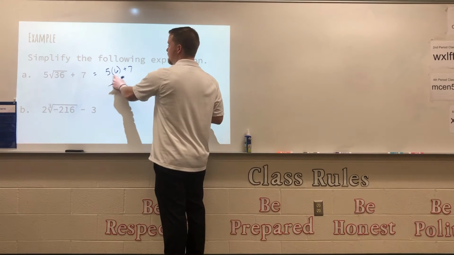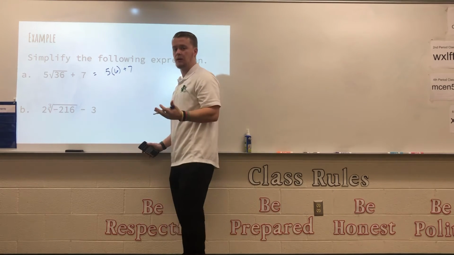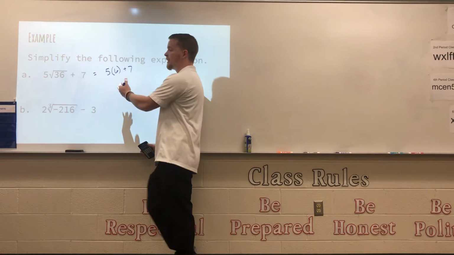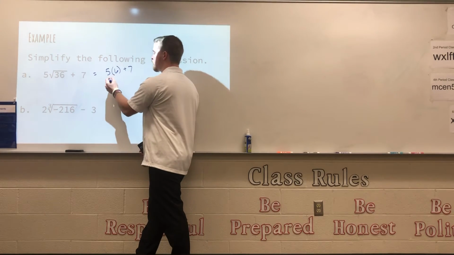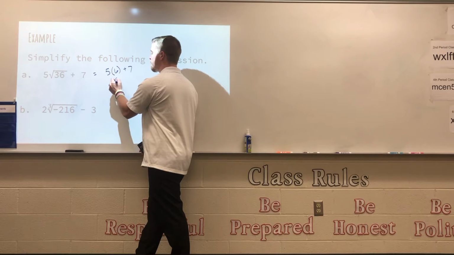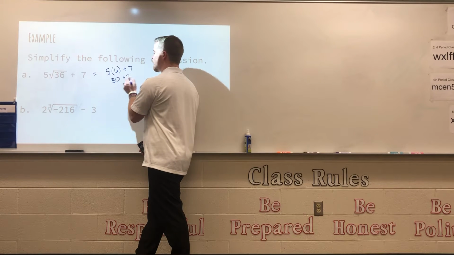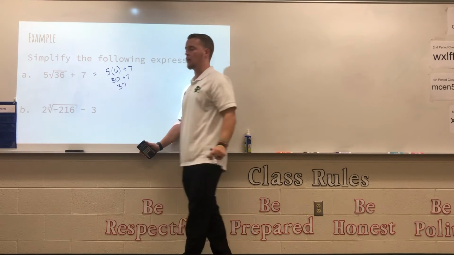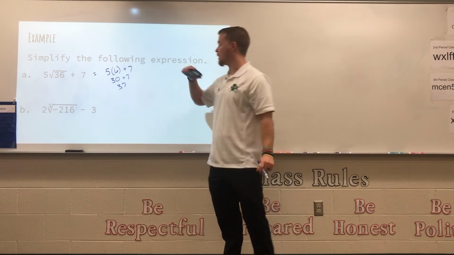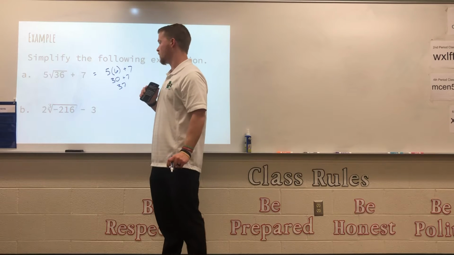If 5 and 6 are right beside each other like that, that's multiplication. So you have to multiply those before you add 7. So 5 times 6 is 30. Bring down my plus 7. 30 plus 7 is 37. So your final answer for part A would be 37.